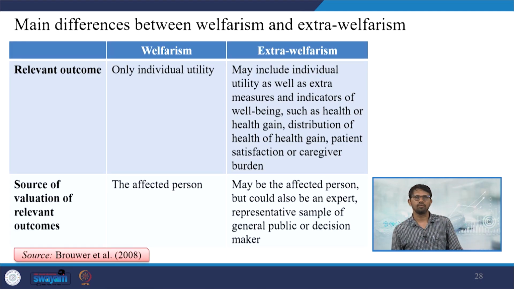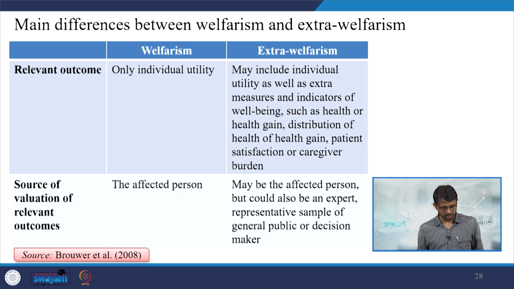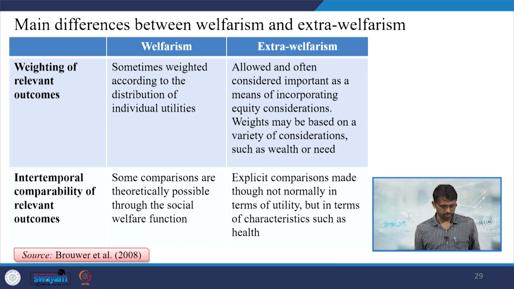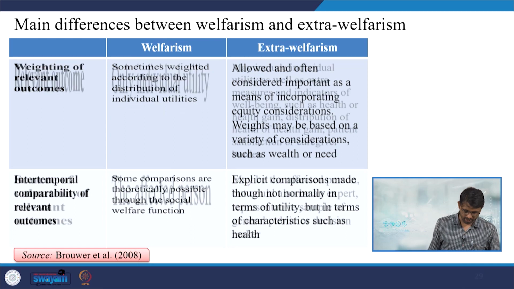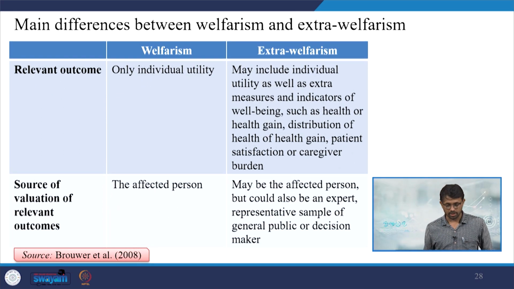The main difference between welfarism and extra-welfarism lies in their outcome, the source of valuation, their weighting, and intertemporal comparability, etc. We will be discussing these. In welfarism, we target individual utility, whereas extra-welfarism may include individual utility as well as extra measures and indicators of well-being, such as health gain, distribution of health, outpatient satisfaction, caregiver burden, etc. The source of valuation is the affected person in the case of welfarism, whereas for extra-welfarism it could also be an expert, a representative sample of the general public, and decision makers.